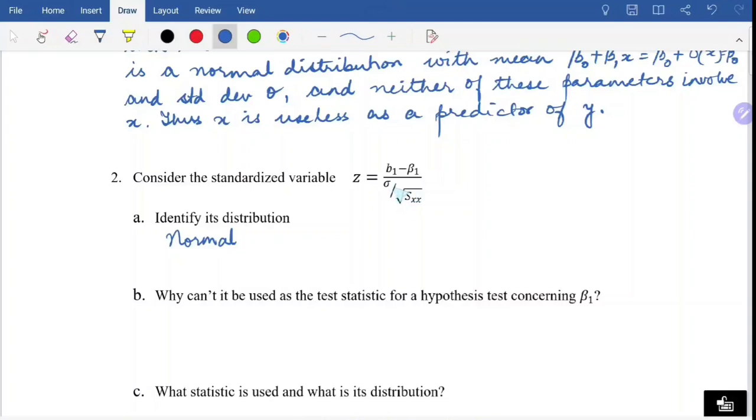Whenever we do not have information on the population standard deviation, we cannot use sigma in our formula, and therefore we have to work with the sample standard deviation, and in that case we will need to use the t distribution. So to the question, why can't it be used as the test statistic? Because sigma is unknown, and therefore z cannot be calculated.